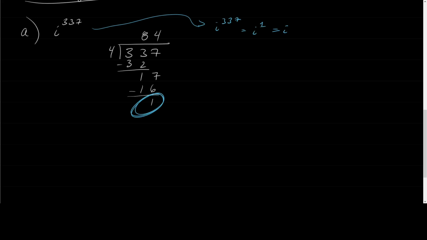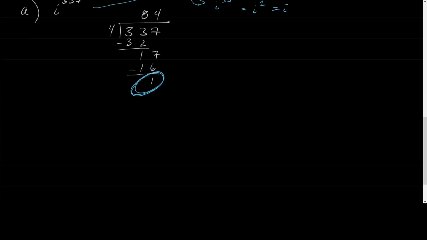Next one. So let's say that I have i to the, no, let's not do 3, 663, all right? i to the 663. And in here, well, what are we going to do? We're going to take 663, divide that by 4, right?